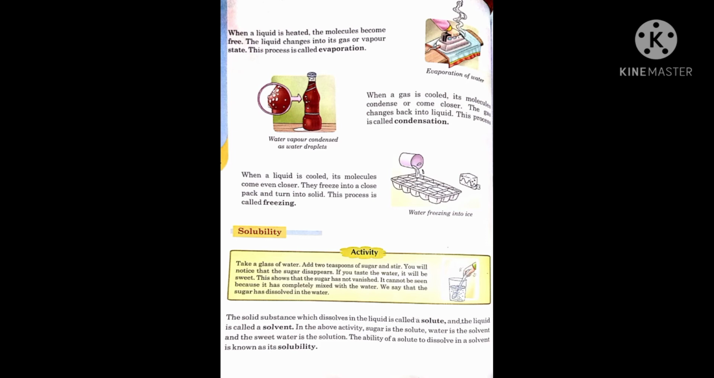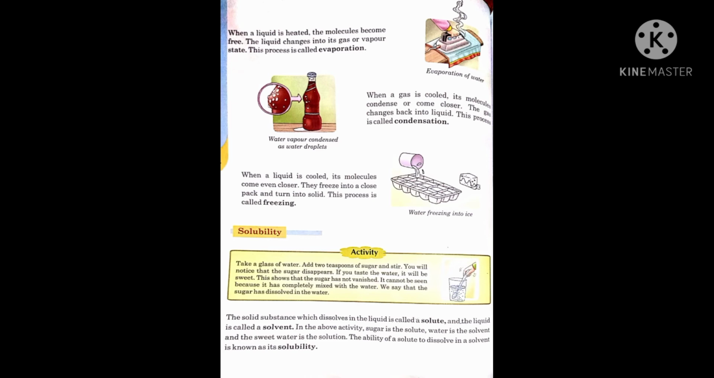Next is freezing. When a liquid is cooled, its molecules come even closer. They freeze into a closed pack and turn into solid. This process is called freezing. So students, what is freezing? The process by which a liquid changes into solid is called freezing.